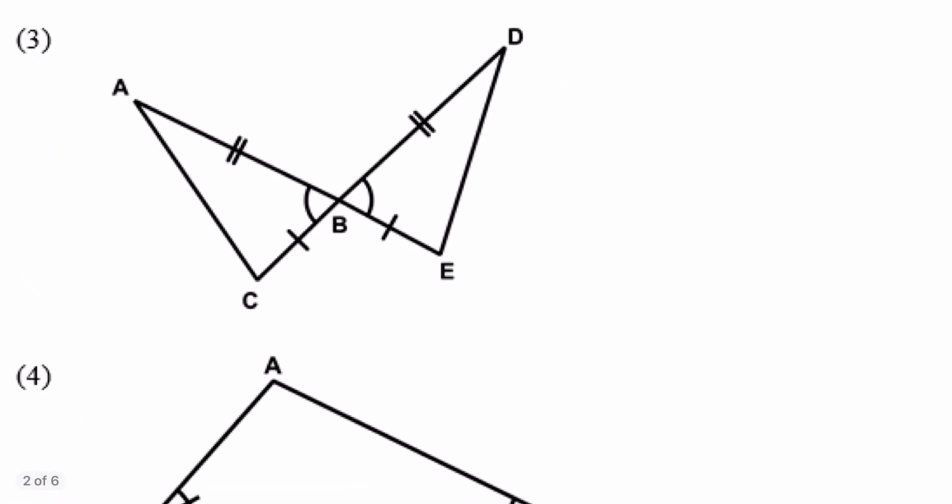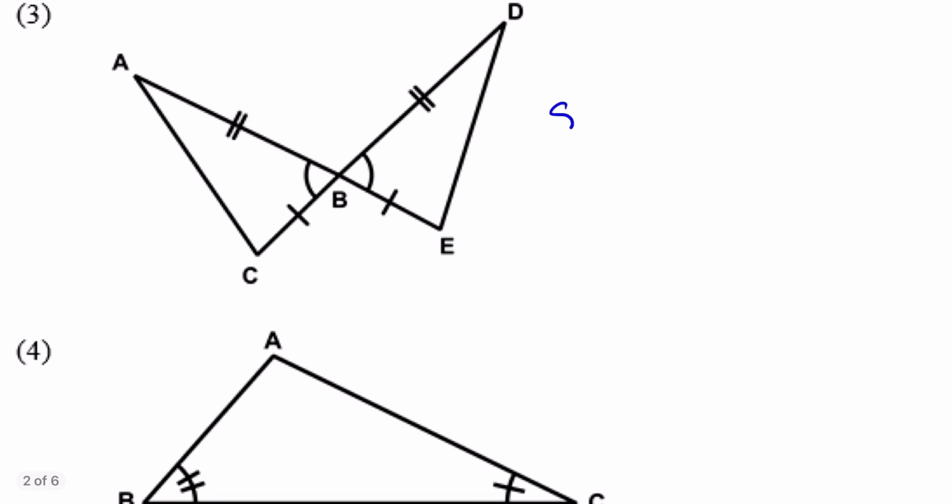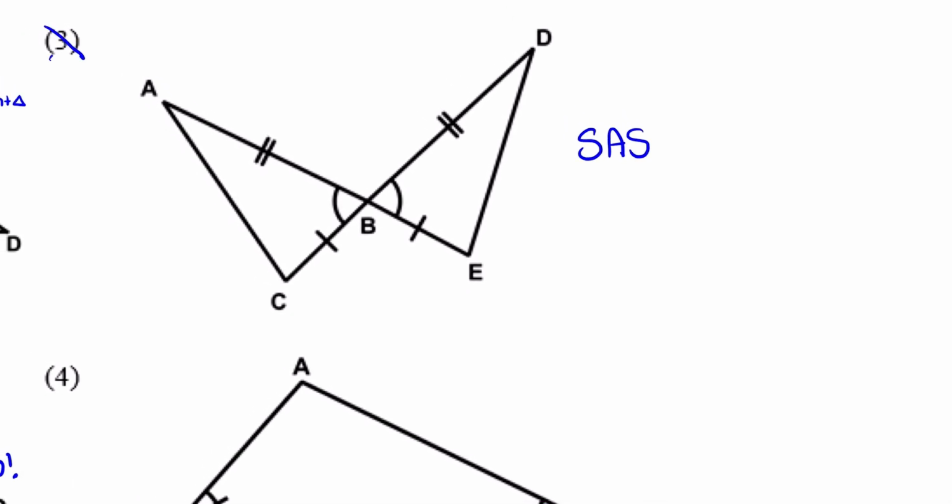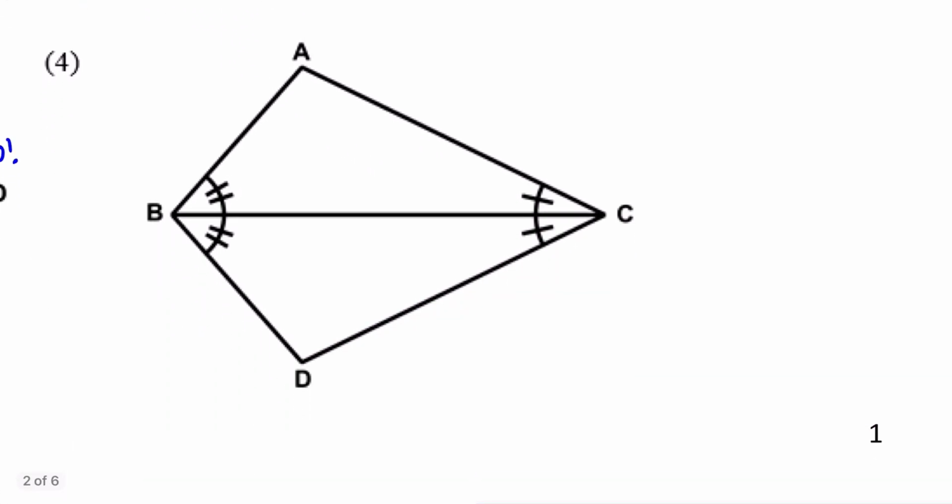Example number 3, everything's marked really nicely here. And I believe this is a very good example of side angle side. So I'm going to say this can be proven. So this is not my right answer. And last but not least, again, I have that reflexive property.